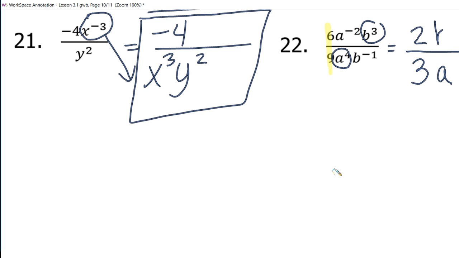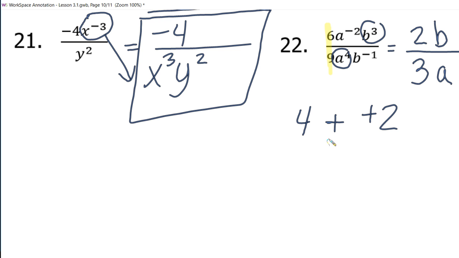Now you have to do big minus little. So for the A, the bigger exponent is what? 4. So big minus, what is the little one? Negative 2. And what happens when I subtract a negative? Changes to positive. So what's 4 plus 2? 6. So that's a to the 6.